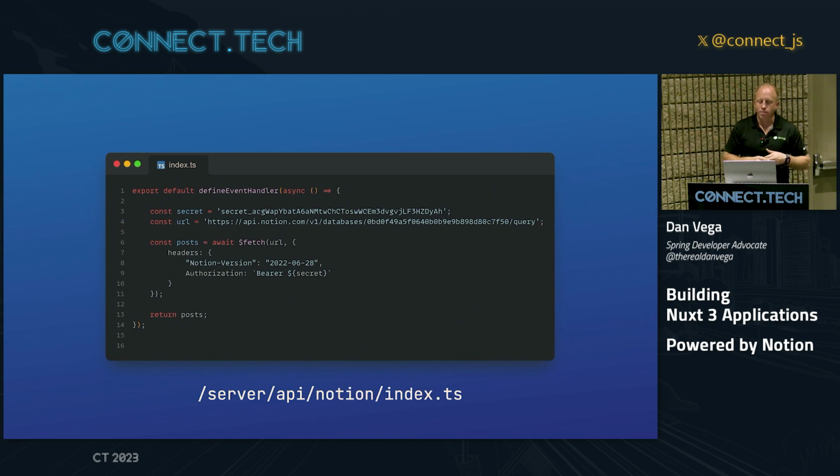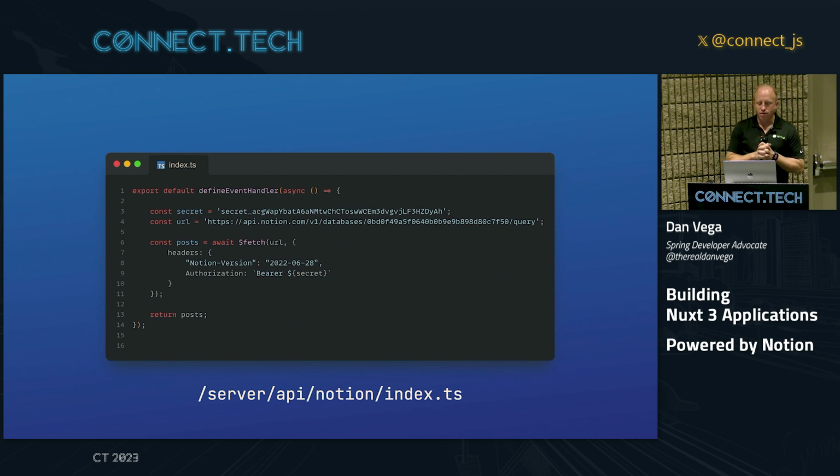So now anywhere in my app on the client, I could call /api/notion, and this is what gets invoked. So in here, I'm using the same code that was in app.vue. I just put it in here. I'm making a fetch call out to the Notion API for a particular database. You can see there's like a random database ID on there, and I'm doing a query against that.